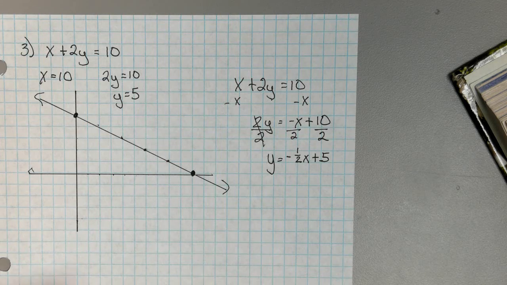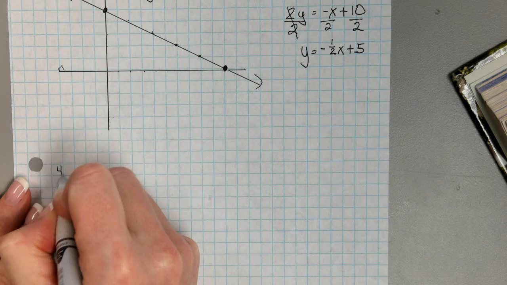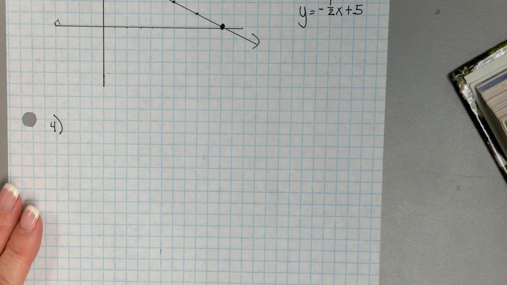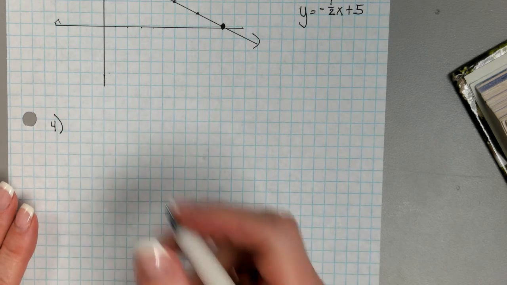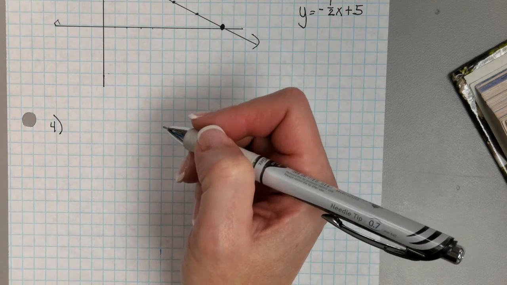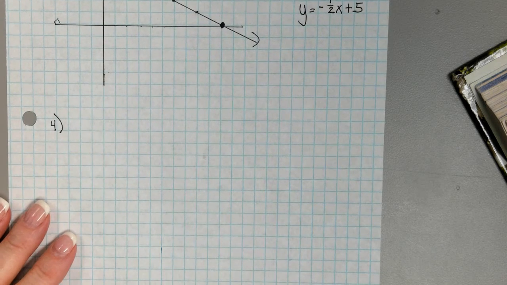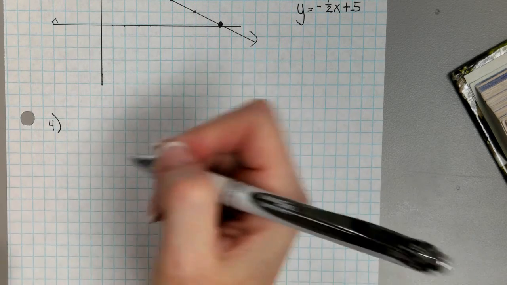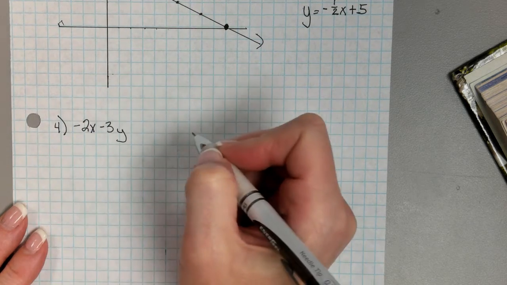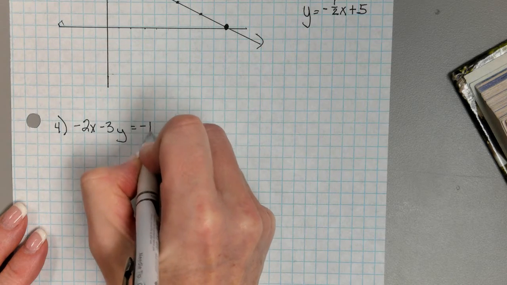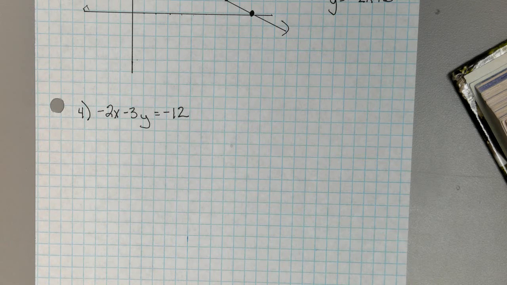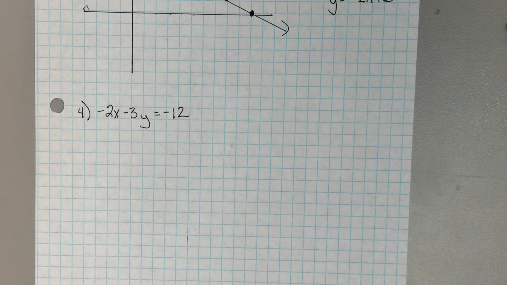Okay. All right, let's do one more with the graphing, and then we're going to be focusing on solving for y. I want to give you one with huge numbers so you can just graph it. Okay, let's do negative 2x minus 3y equals negative 12. All right, so find your x and y intercepts and graph.